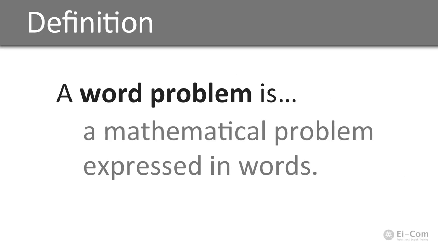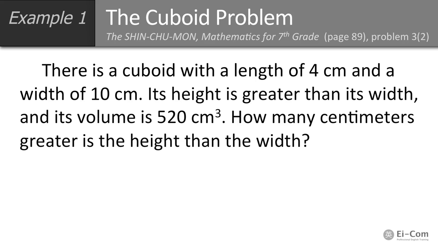First, a definition. A word problem is a mathematical problem expressed in words. To understand what this means, let's look at an example. This problem appears on page 89 of the SHIN-CHU-MON, Mathematics for 7th grade. It is the second problem in section 3. We can call it the cuboid problem.